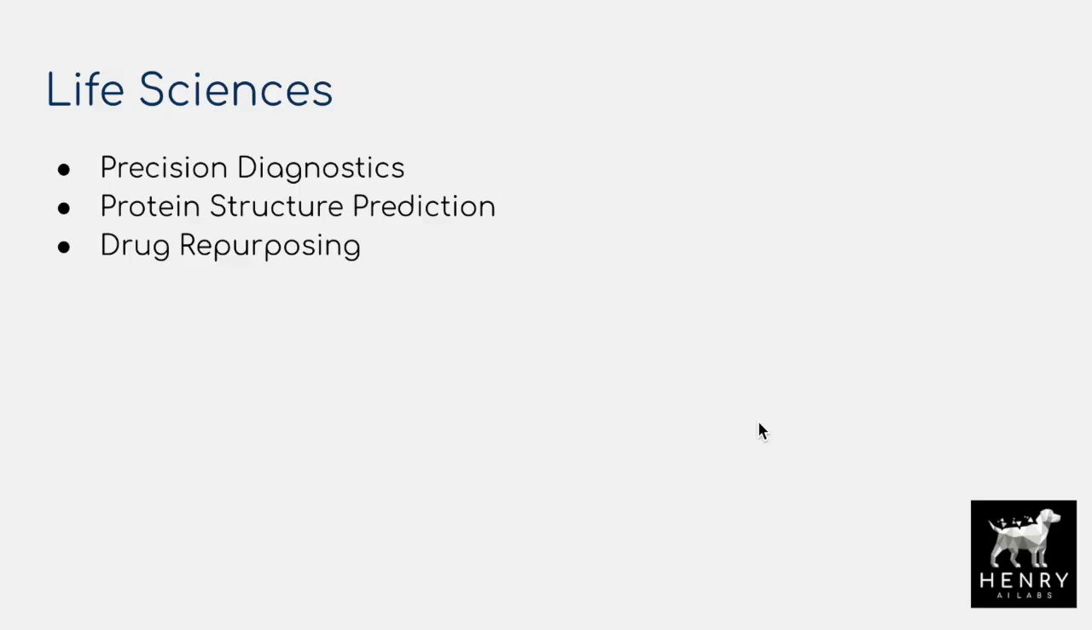Now we'll explore applications of deep learning for life sciences for COVID-19. These include precision diagnostics, protein structure prediction to get the structure of the shell proteins of the coronavirus, as well as drug repurposing to avoid the costly and timely process of trying to bring a new drug to market, rather trying to find an existing drug that might help combat the spread and infection of the virus.